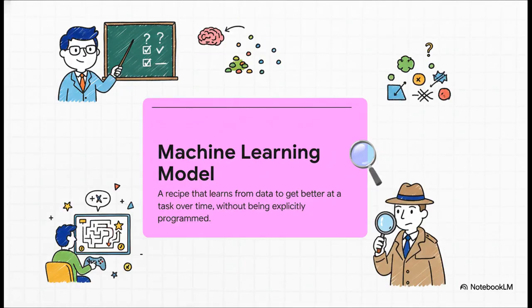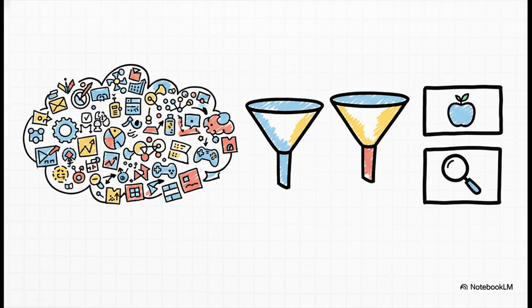Here's probably the easiest way to think about it. A model is just a recipe. Seriously. It takes ingredients, that's our data, and it tries to do something, like bake a cake. But here's the magic part. Every time it bakes, it learns from how it turned out and tweaks the recipe to do better next time, all by itself.